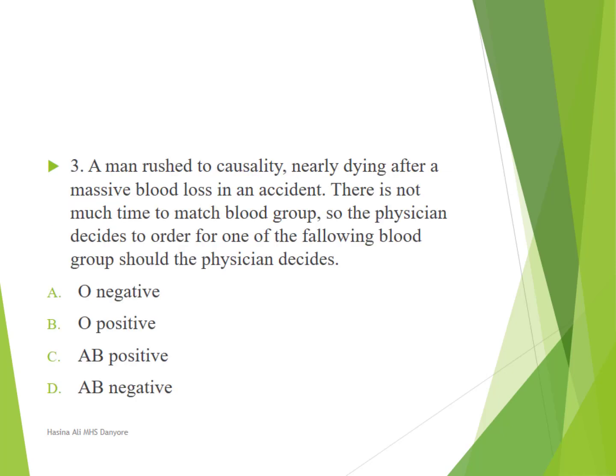A man rushed to casualty, nearly dying after a massive blood loss in an accident. There is not much time to match blood group. So, the physician decides to order for one of the following blood groups. Which should the physician decide? A, O negative. B, O positive. C, AB positive. D, AB negative.